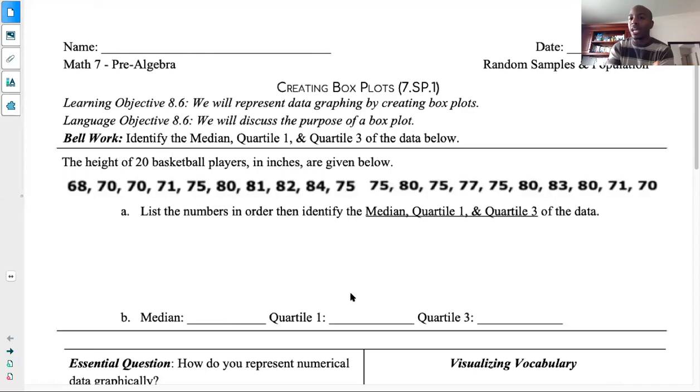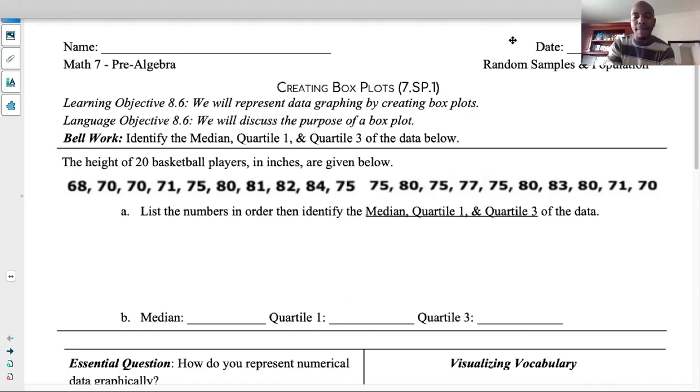I want you to look at the bell work, as we always do. Take a second to see if you can identify what the median is, what quartile 1 is, and what quartile 3 is of the data below. So take a second, see if you can identify those 3 things, and then I'm going to give you those 3 data points. Okay, so take a second, pause the video right now, and see if you can figure out what the median, quartile 1, and quartile 3 are.